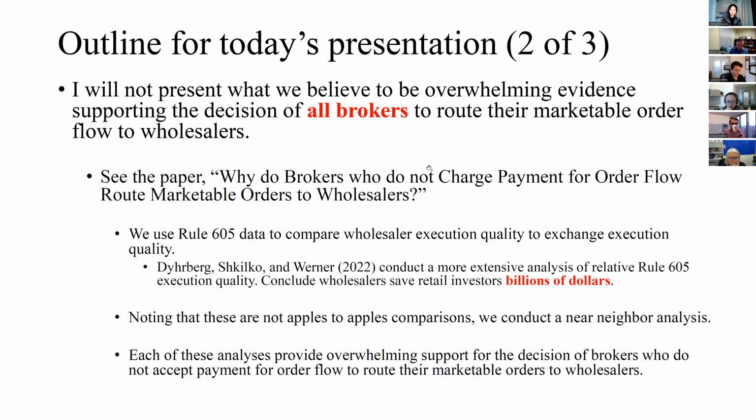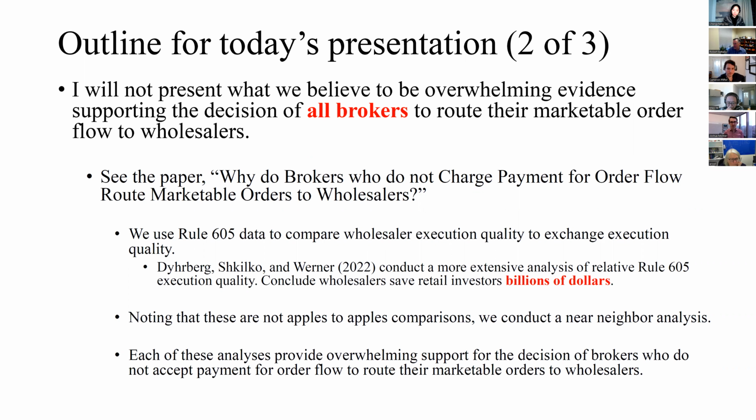So in the companion paper, I think we present overwhelming evidence that justifies the routing of marketable orders to wholesalers. It turns out Battalio, Shkilko, and Van Ness have a paper a little bit similar to ours. We use 605 data to examine whether you can justify why these brokers are routing everything to wholesalers, and the data allow you to do that. We just do a month.